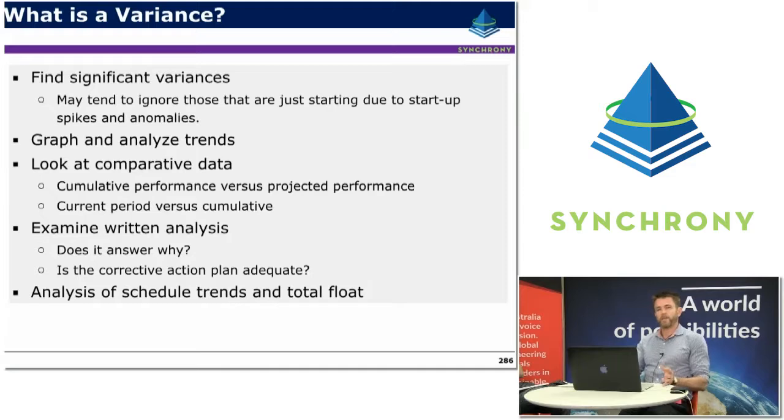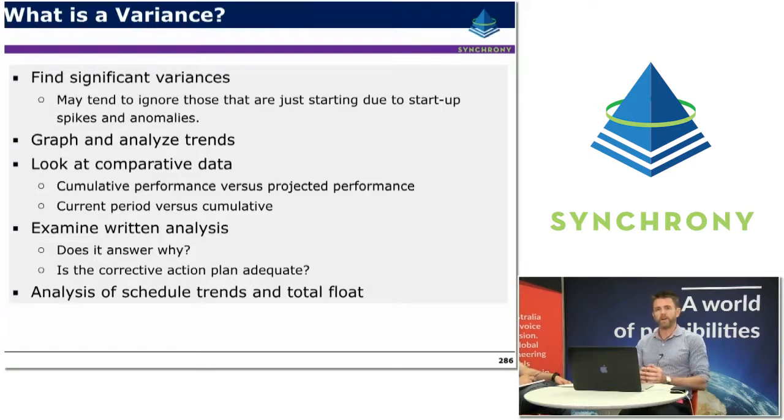So I guess the purpose of earned value is to find significant variances or variances that matter. So we may tend to ignore those that are occurring at the start of a project. It's fairly common when you first set your baseline and you start work on the project that the data might be a little bit messy and there might be some spikes that aren't particularly meaningful. But the point is to quickly identify those and make sure it's the variances that matter that are getting the attention of management.